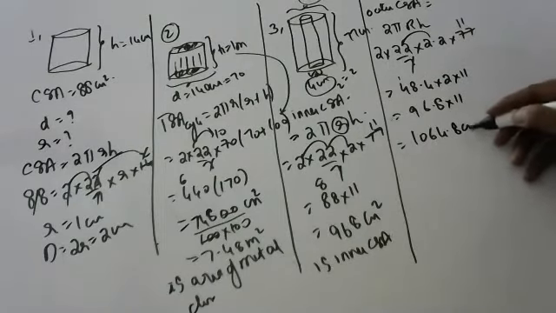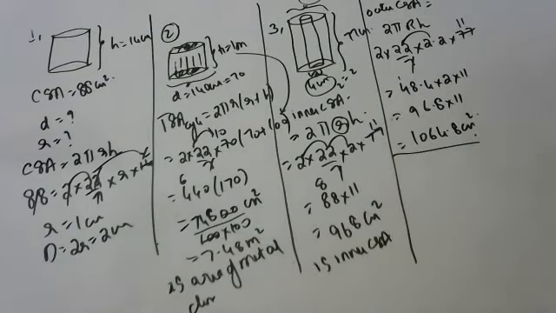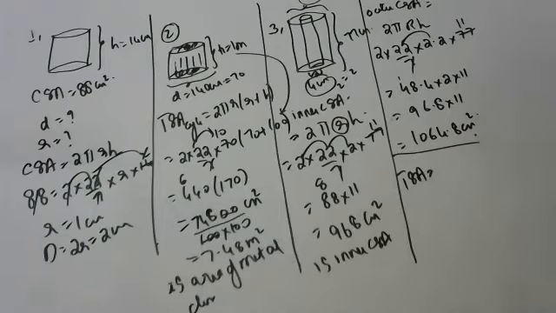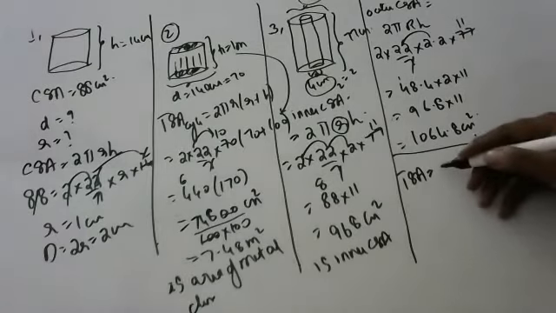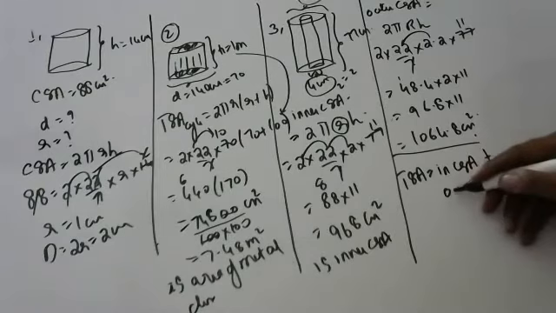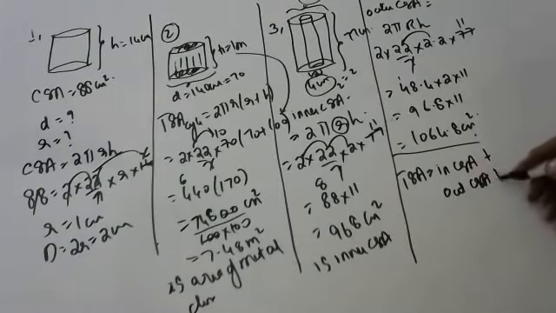1064.8 centimeters square. Thank you, children. So now TSA. Who will tell how to find TSA? Next, Vivek, tell how to find TSA. Yashasvi, Nandika, you continue. The TSA is equal to inner CSA plus outer CSA plus area.